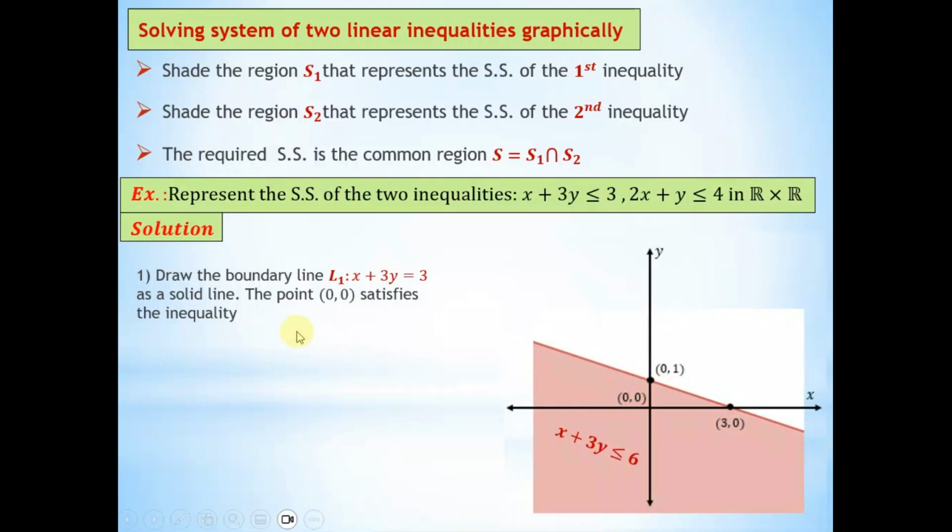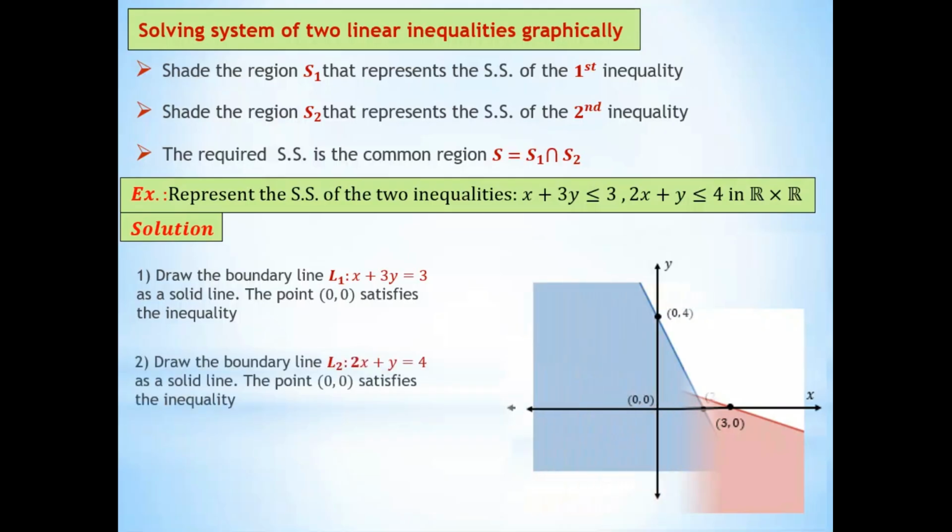What about (0, 0), the origin? Does it satisfy or not? Yes, it satisfies, because 0 plus 0 less than 3. So I shade this region. With the line or without the line? With the line means a solid line. Yes, a solid line because it's equal. This is the first region, the red region with a solid line. Remove this and draw the other one.